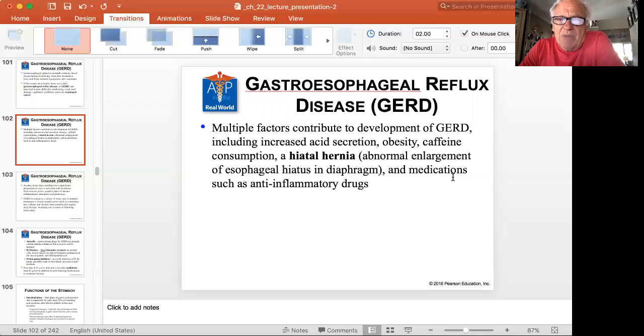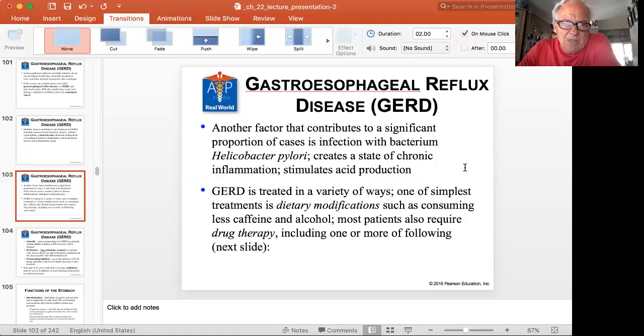Now, hiatal hernia, hernia means the tearing. So if that hiatus in the diaphragm is torn, then the stomach and the sphincter can move up above the diaphragm, making it easier to reflux the contents of the stomach into the esophagus. Not a good thing. Now, how do you treat it? Well, there's indication that it may be contributed to by a bacteria that causes chronic inflammation in that region. But here, it can be dietary modification, less caffeine. Well, caffeine is somewhat acidic, alcohol is somewhat acidic.